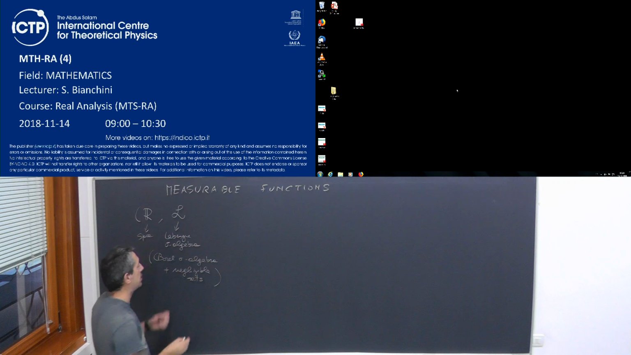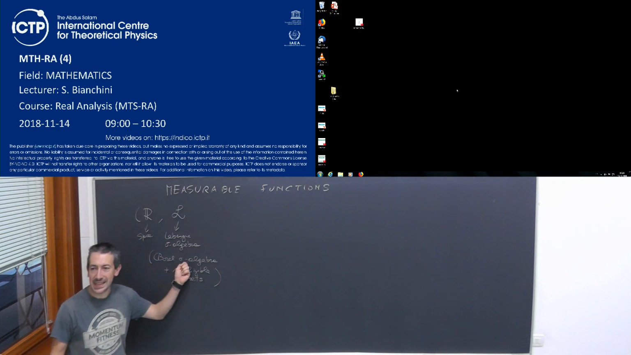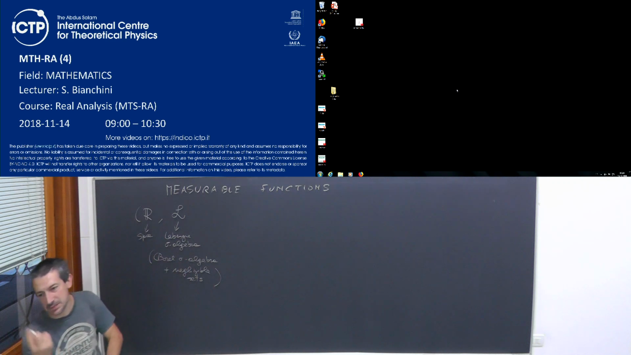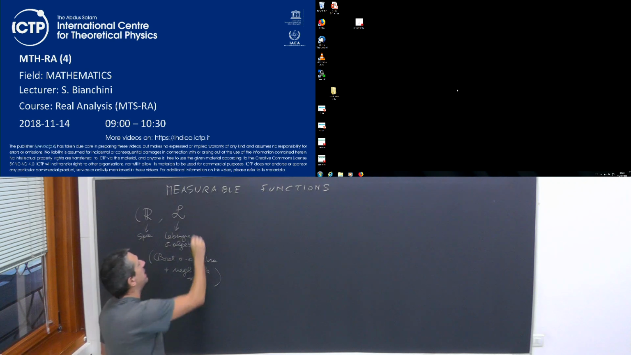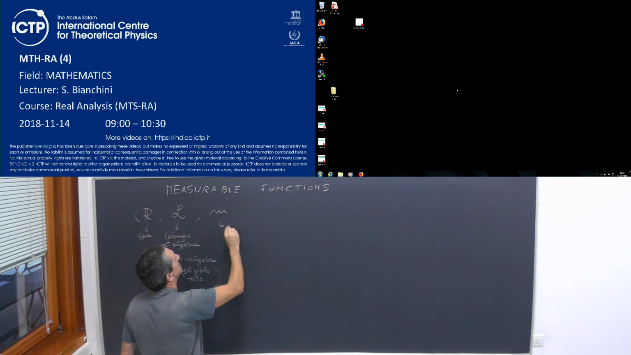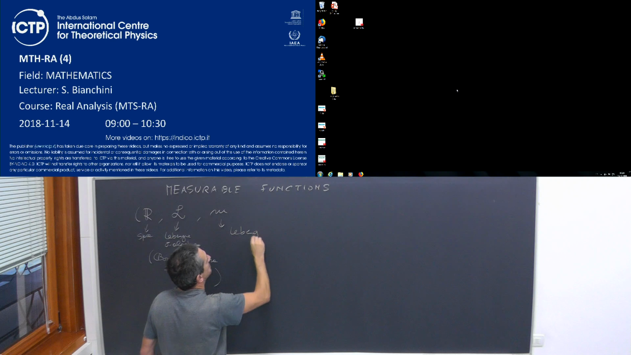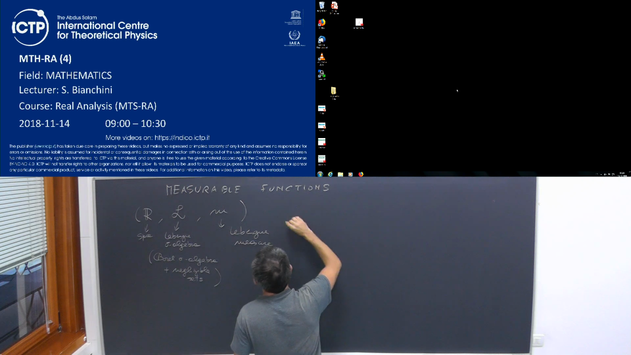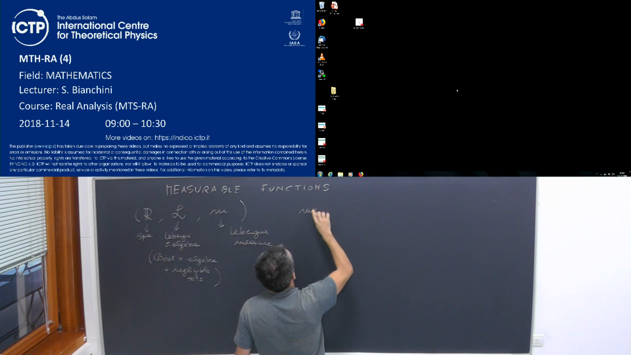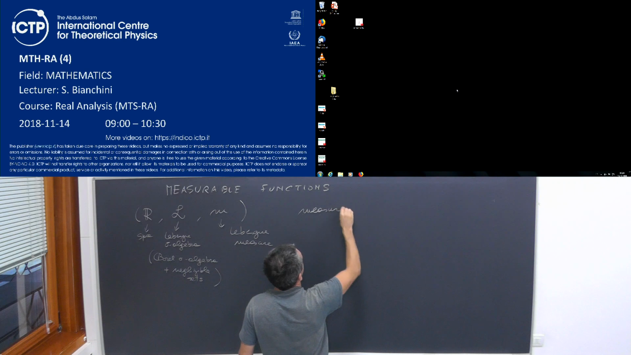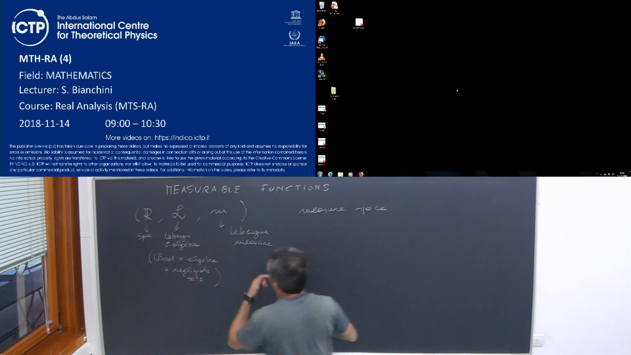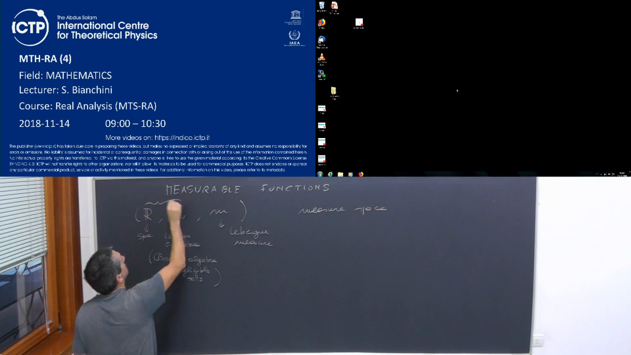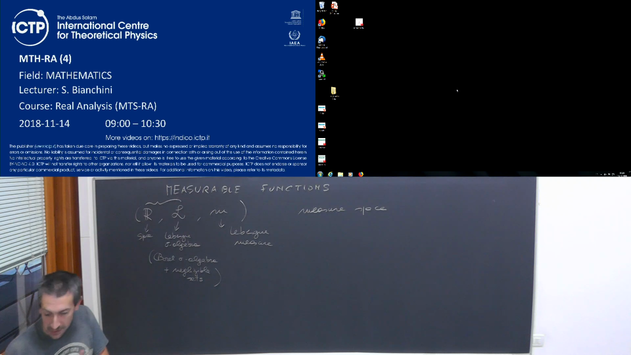Actually, we just did the G delta sets or F sigma sets. And finally, we have the measure M, which is the Lebesgue measure. So this triple is a measure space, while the first two are what is called a measurable space, something you can put a measure on.